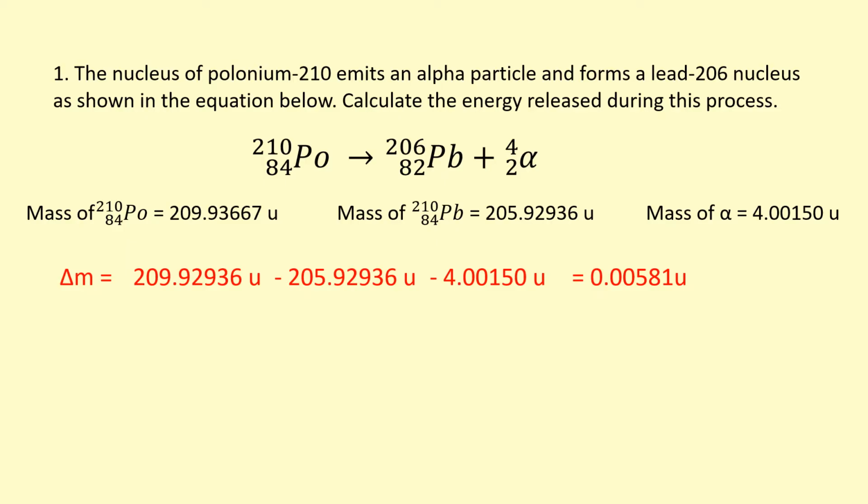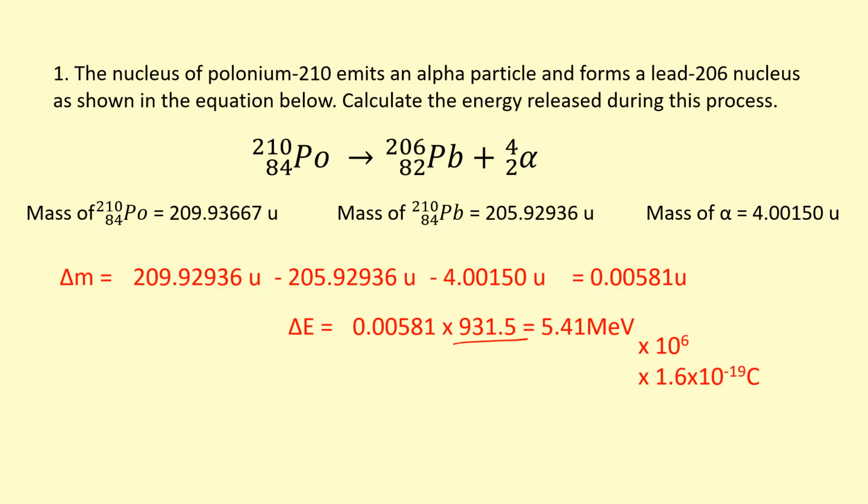0.00581 atomic mass units. We know that one atomic mass unit corresponds to 931.5 mega electron volts. So if we multiply by that, we get the energy released in mega electron volts. If we want it in joules, times it by 10 to the 6 to convert to electron volts, and then times it by 1.6 times 10 to the power minus 19, and then you get the energy in joules.